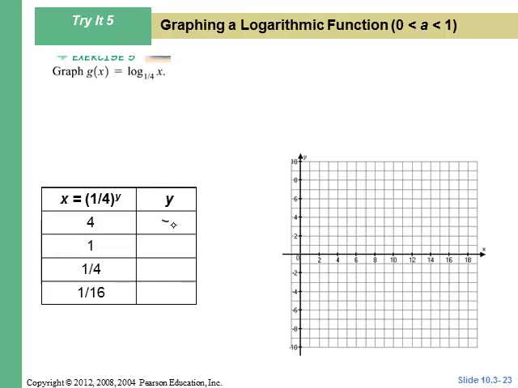1/4 is 4 to the negative 1. Any number to the 0th power is 1. This is 1 and this is 2. So at 4, we're down 1. At 1, we're at 0. At 1/4, we're at 1. And 1/16, we're at 2. So it's going to come in like this, and it's going to finish like this.